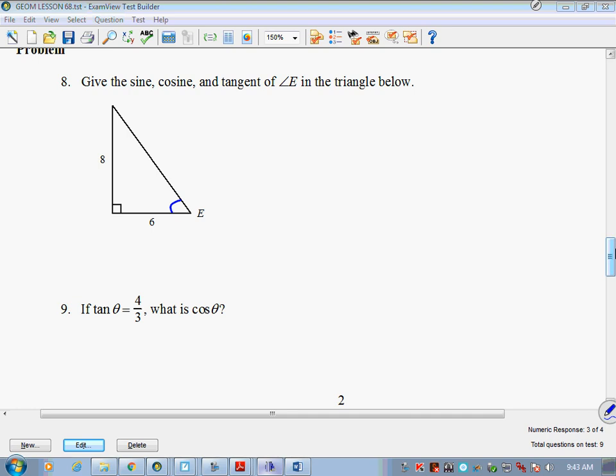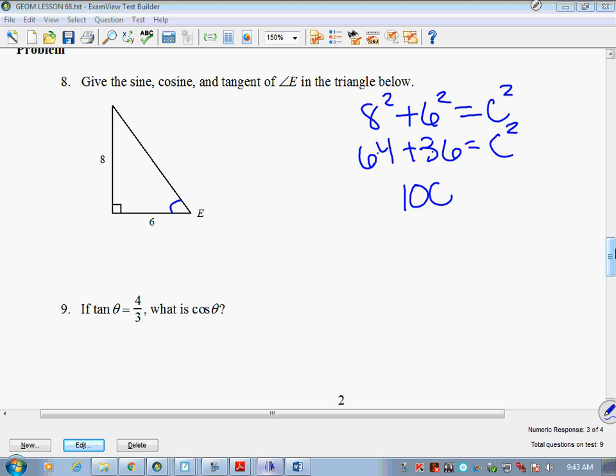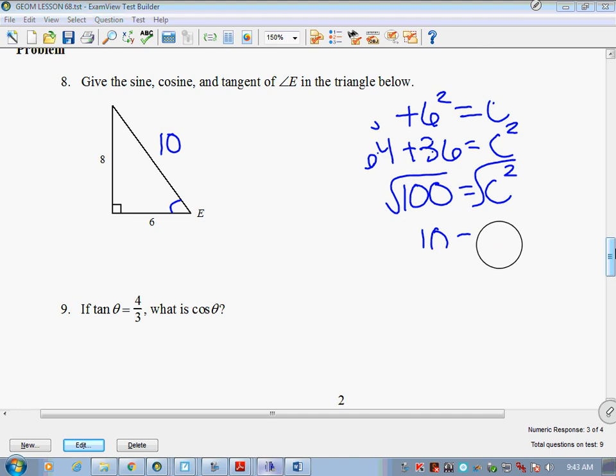Pythagorean theorem. Good. 8 squared, I heard Brady say, plus 6 squared equals c squared. All right, what is 8 squared? 64. What is 6 squared? 36. What is 64 plus 36? 100. What do I do with 100? Square root it. What's the square root of 100? 10 equals c. So this is a Pythagorean triple. I can erase this information now.